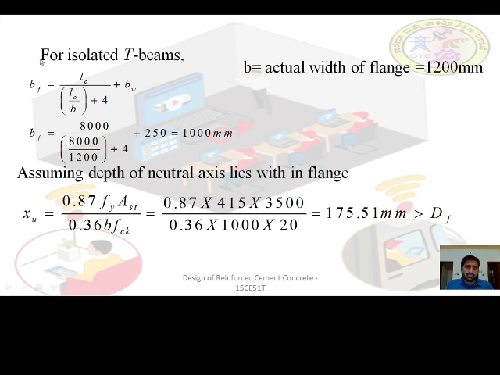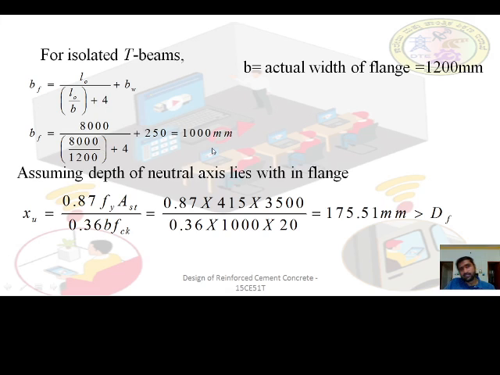Actually for the isolated T beams we have a formula. Whatever B they have given is the actual width. So it is L0 divided by, L0 by B plus 4, plus BW, the width of the web. L0 is equal to 8000, that is the distance between the points of zero moment in a simply supported beam. L0 is equal to L.